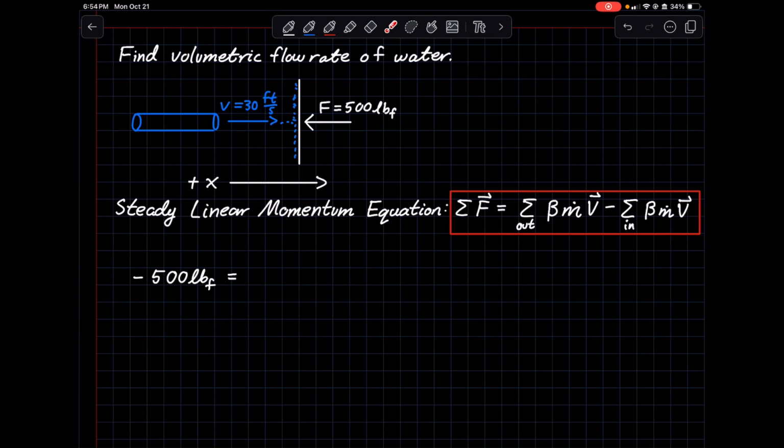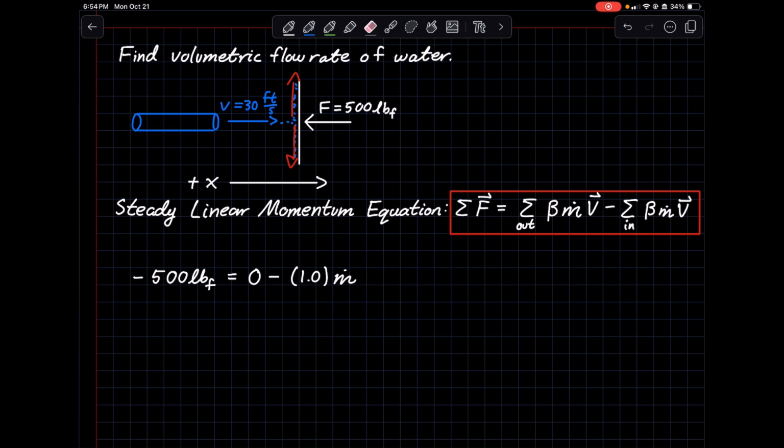So for our out, we actually have nothing because our out is only in the vertical direction. What we do have though is our in, which I'm going to put in green. Our in is what we have. So go over here and we say that our out is 0 and our flow coming in is going to be beta, which I've already determined is 1, times our mass flow rate, which we'll need to find, times our velocity.